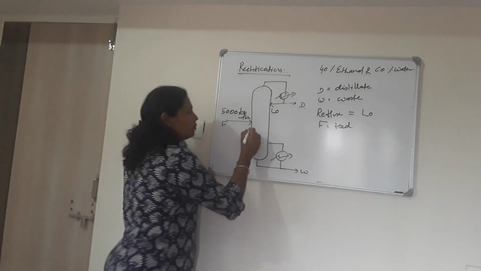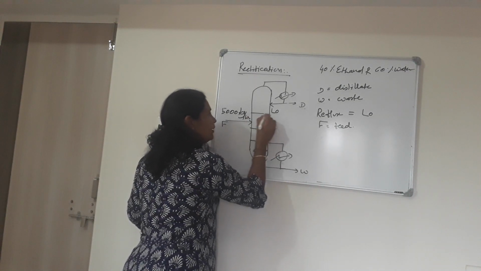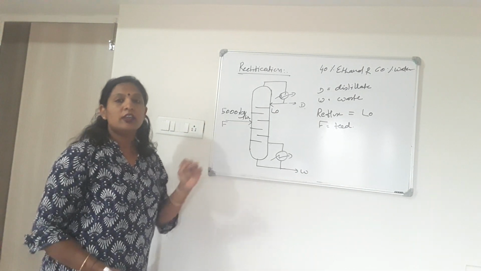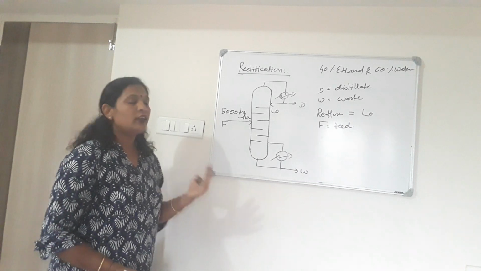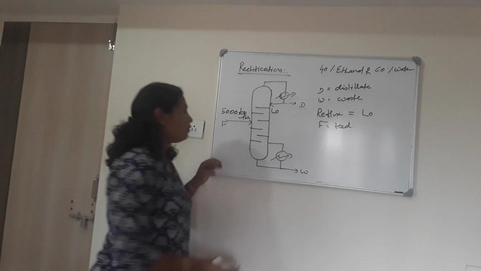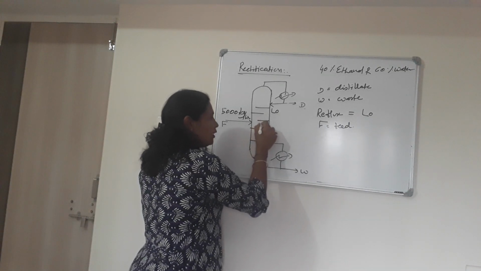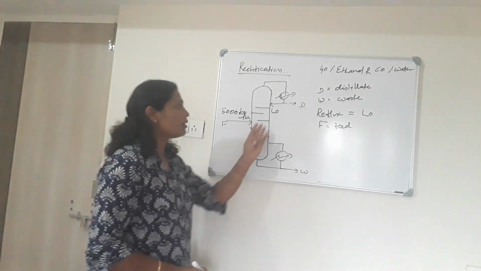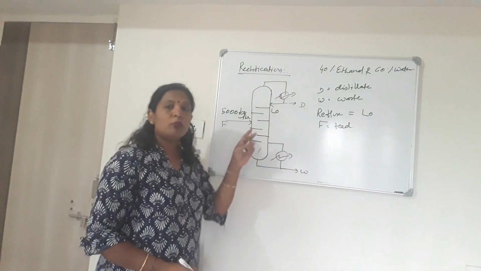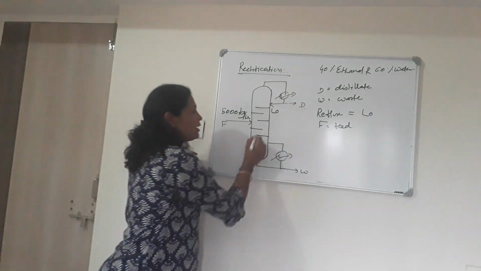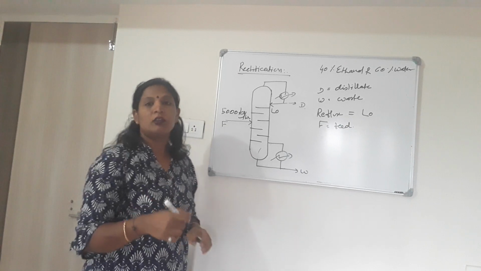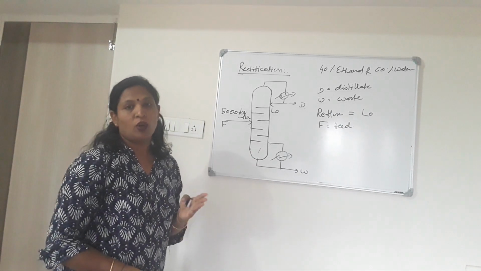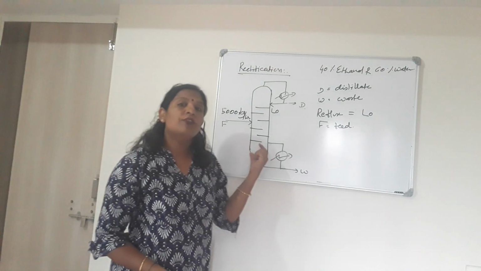The column is having a number of plates inside it. Why are we using these plates? To increase the intimate contact between vapor and liquid. See, whatever liquid is there will come down, and whatever vapor is there will go up. If these plates were not there, the time taken by the vapor is less, and there is no intimate contact or proper mass transfer between the liquid and vapor.